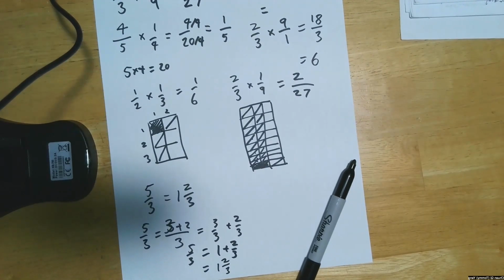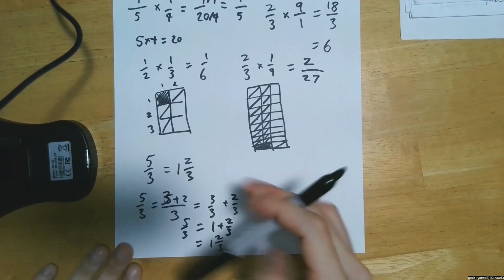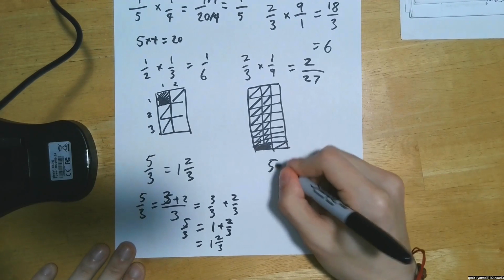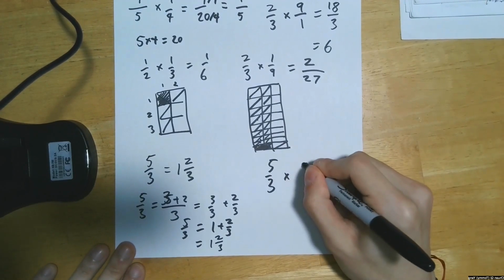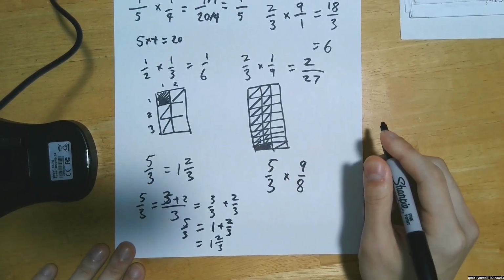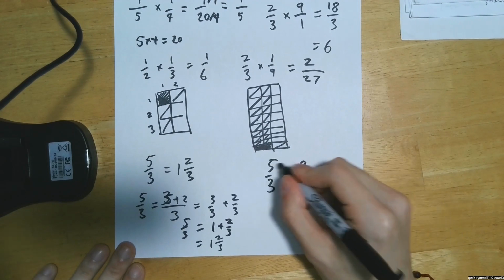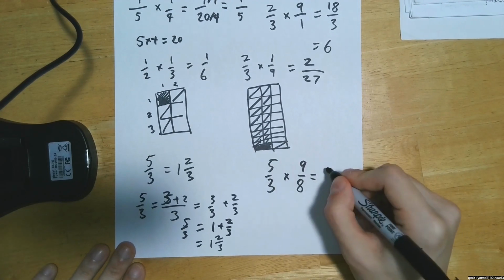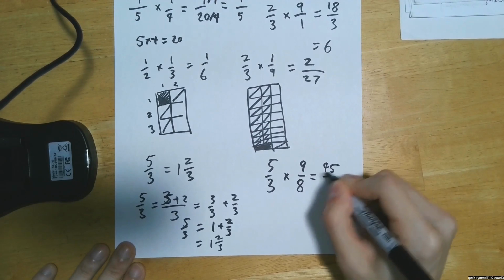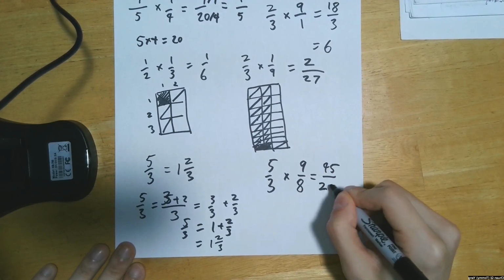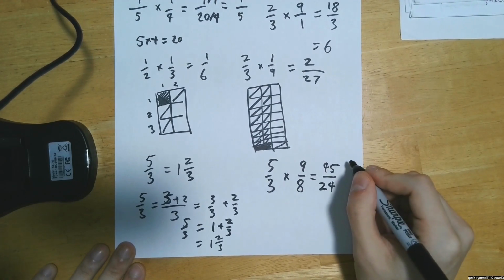And there's going to be some problems where, let's say, you're given 5 over 3 multiplied by 9 over 8. How are we going to do this? Well, if it's multiplication, you just multiply the top number by the top. So 5 times 9 is 45, and then 8 times 3 is 24, like this.